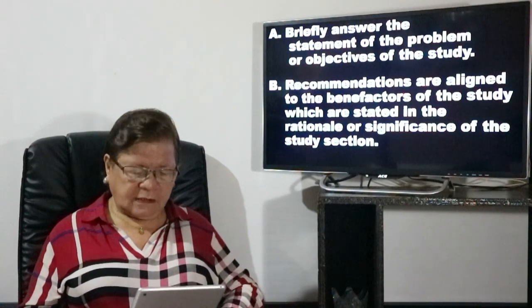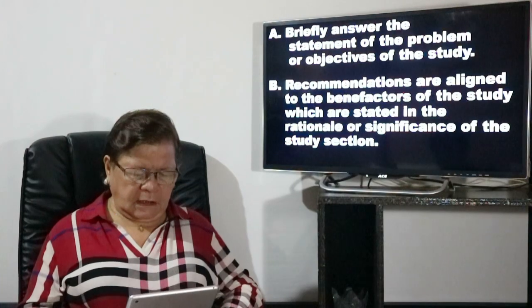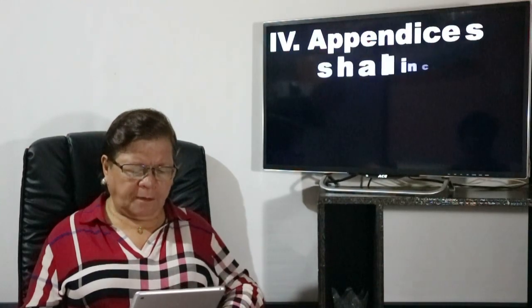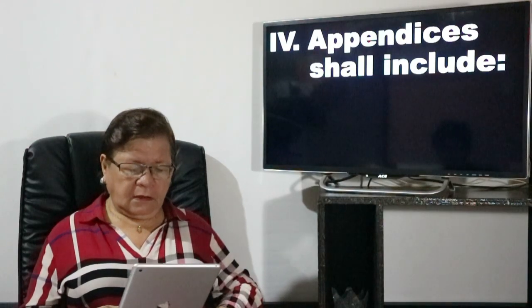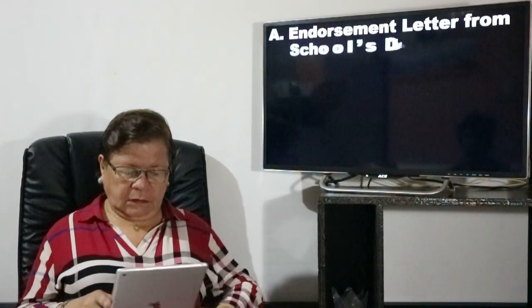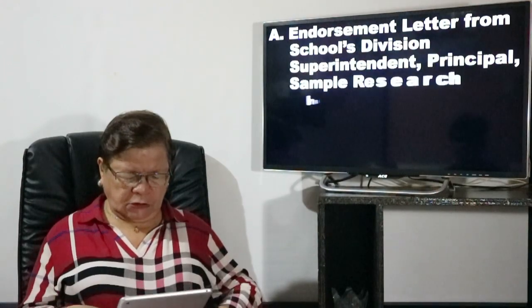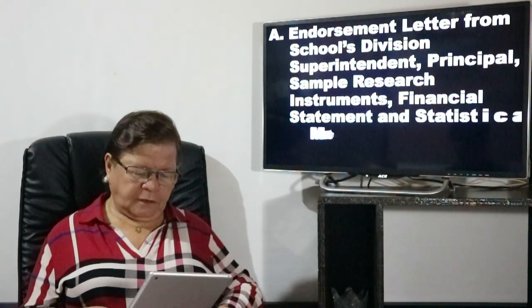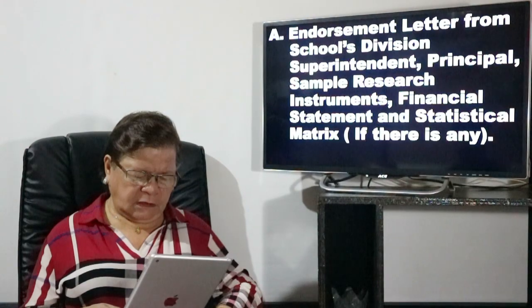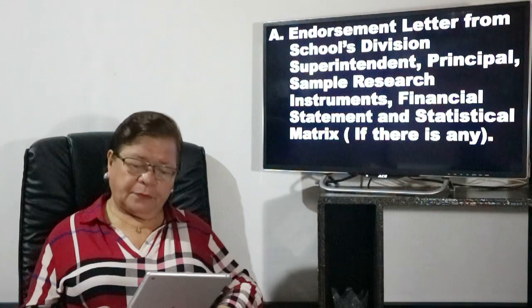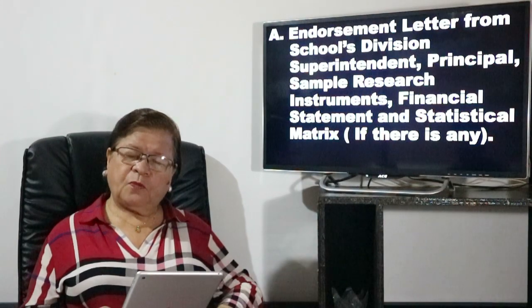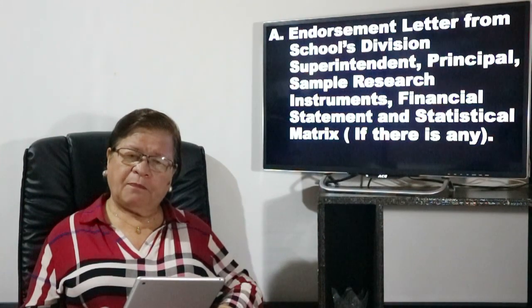So when we say aligned, it should have a relationship with the statement of the problem and the significance of the study section. Then next will be the inclusion of appendices. So the appendices for BER format shall include letter A, endorsement from the school division office, endorsement from the superintendent of the division, and then the sample, computation of the sample, and then the instrument you will apply.